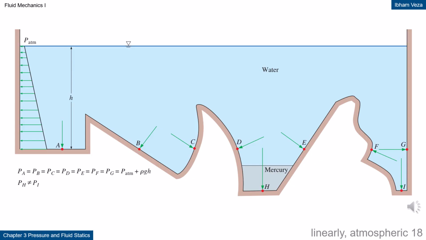Hydrostatic pressure in connected containers. The pressure at points located at the same depth in the same fluid is equal. The shape of the container does not affect the pressure value at a given depth. This explains why fluids in connected vessels have aligned free surfaces. If different fluids are used, density differences must be considered. This principle is widely used in manometer analysis.